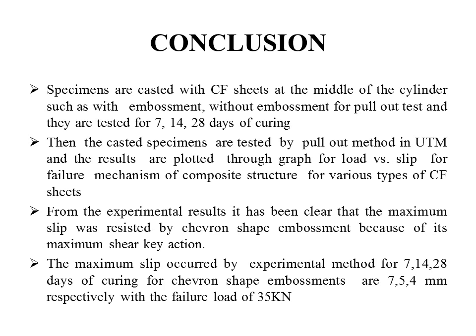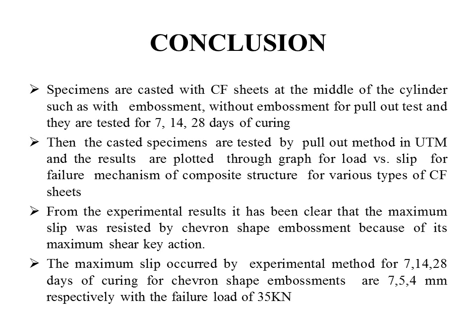The specimens are cast with shear sheets at the middle of the cylinder, such as with embossment and without embossment, for the pull-out test, and they are tested for 7, 14 and 28 days of curing. Then the cast specimens are tested by the pull-out method in UTM, and the results are plotted through a graph for load versus slip failure mechanism of the composite structure for various types of shape sheets.